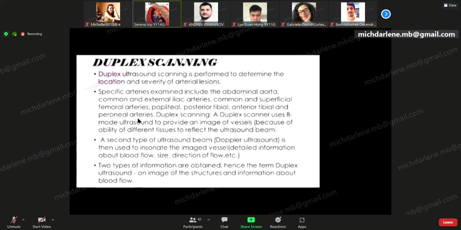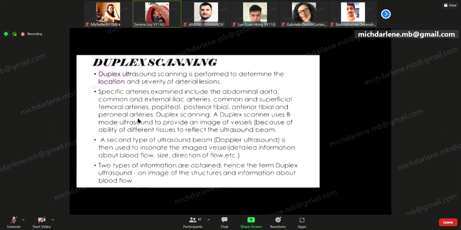Duplex ultrasound scanning is performed to determine the location and severity of arterial lesions. Specific arterial examinations include the abdominal aorta, common and external iliac arteries, common and superficial femoral arteries, popliteal, posterior tibial, anterior tibial and peroneal arteries.